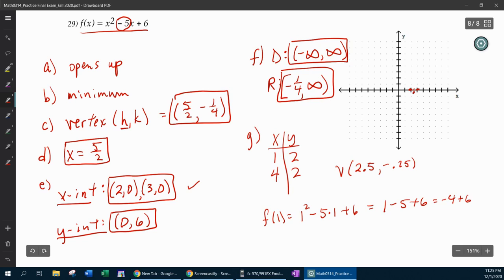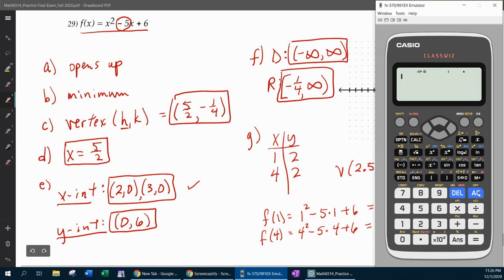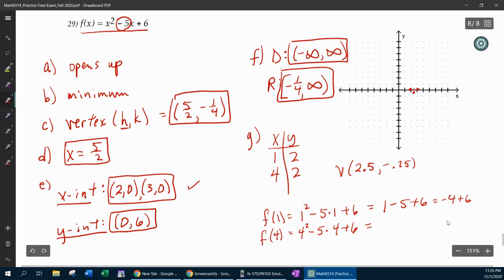And then guess what? f of 4 is also going to be 2, because those x values are equidistant from the vertex. Did you catch that? If you go equidistant from the vertex, left and right, since the parabola is symmetric, you're going to get the same y value. I'll prove it. So plugging in 4 for each x, and I'm going to use my calculator to make that a little bit easier. 4 squared minus 5 times 4 plus 6 is 2, like I predicted.